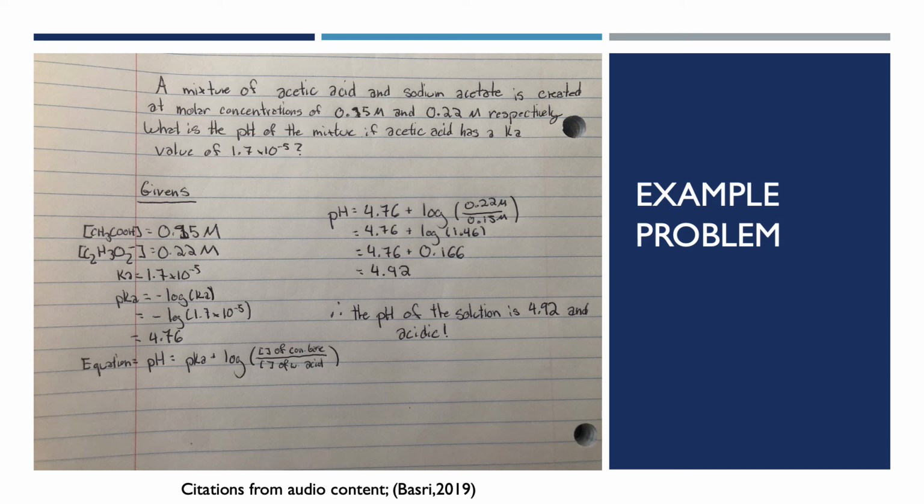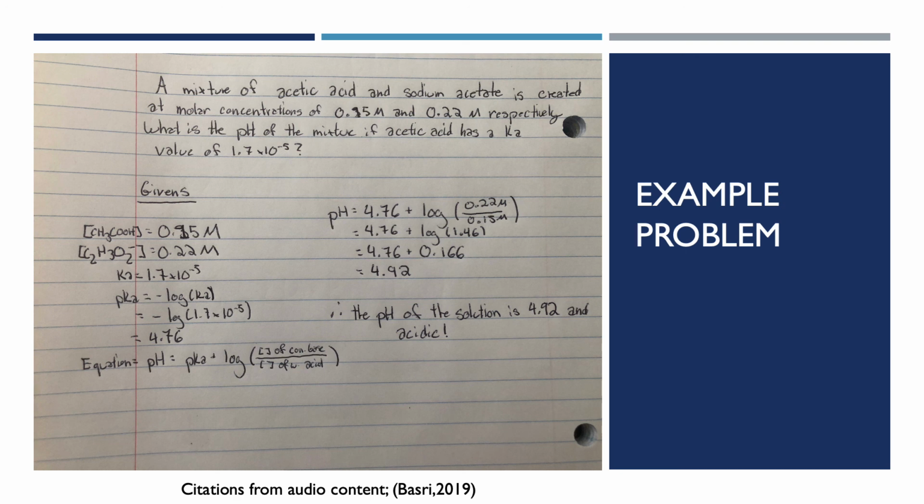The concentration of acetic acid, the concentration of sodium acetate, our Ka value. We know that we must use pKa in our Henderson-Hasselbalch equation, so we convert Ka into pKa by taking the negative log of Ka. The negative log of 1.7 times 10 to the negative 5 is 4.76.